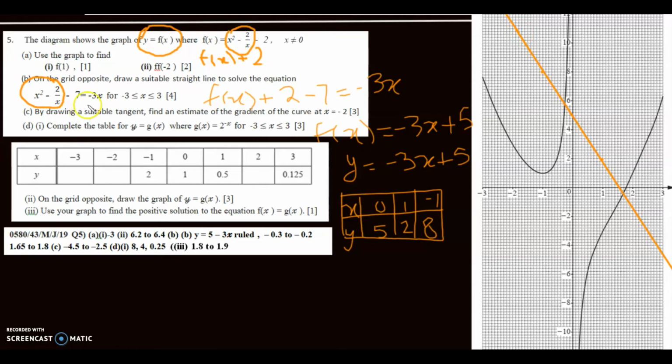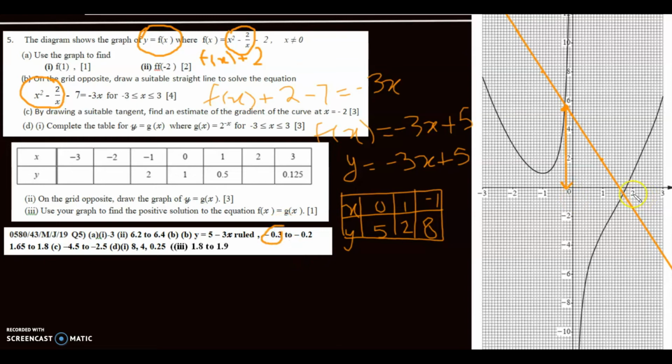Okay, so we have the line. Now what do we do? By drawing a suitable straight line on the grid opposite, solve this equation. So where is this orange line cutting our original curve? It's cutting here, which is around minus 0.3, which is an acceptable answer.